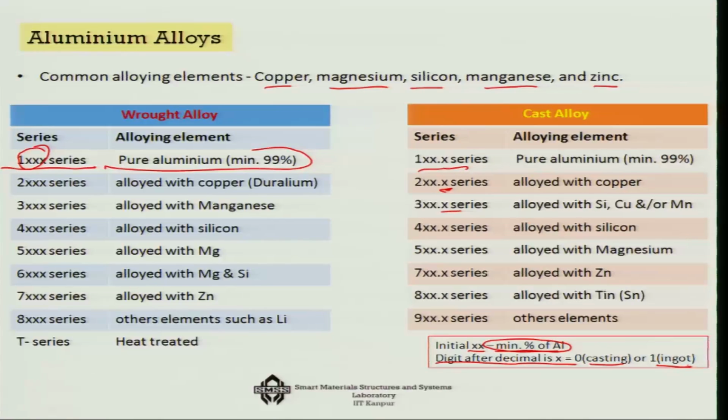So, grade 1 is for pure aluminum, as I said. Grade 2 is alloyed with copper, that is known as duralumin. It is the first material that was used for aircraft applications. Grade 3 is with manganese, grade 4 with silicon, 5 with magnesium, 6 with magnesium and silicon, 7 with zinc, and 8 with other elements such as lithium. And if you get a T, that T means it is also heat treated. So, that is how we define various types of grades of aluminum.